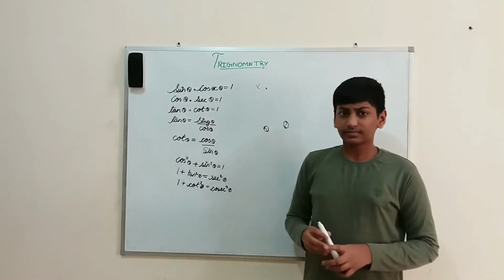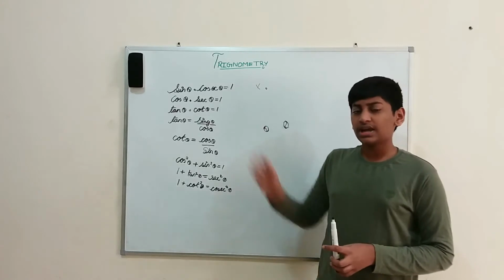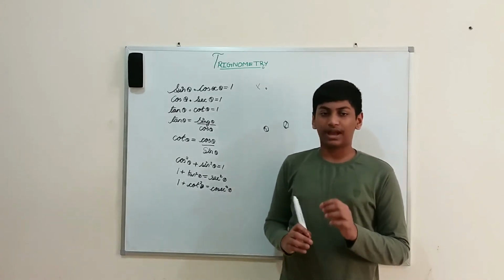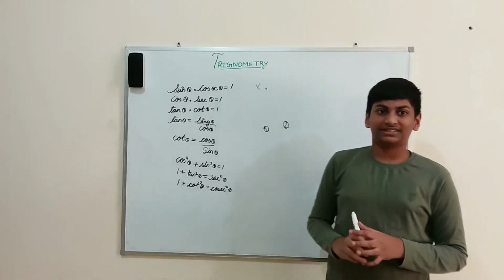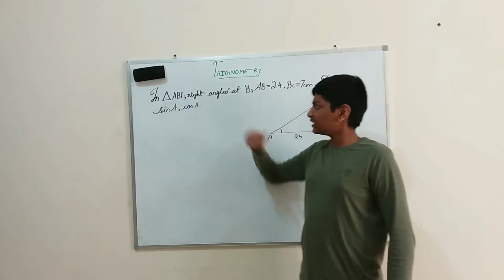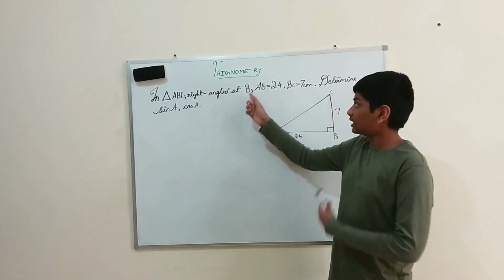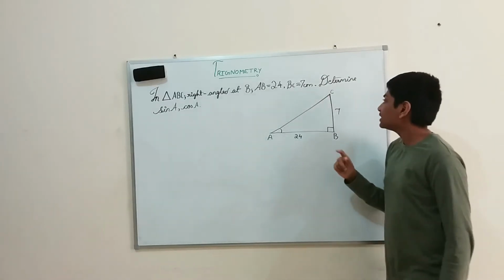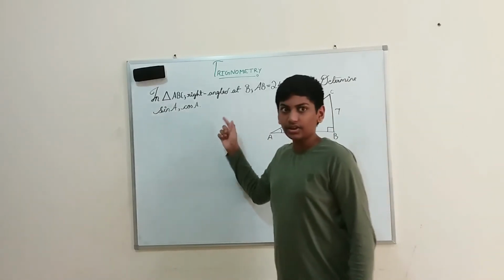Now after learning this, you just pause the video and learn the identities. Now let's solve some trigonometry. So here's our question. In triangle ABC, right angled at B, AB is equal to 24 and BC is equal to 7 cm. Determine sine A and cos A.